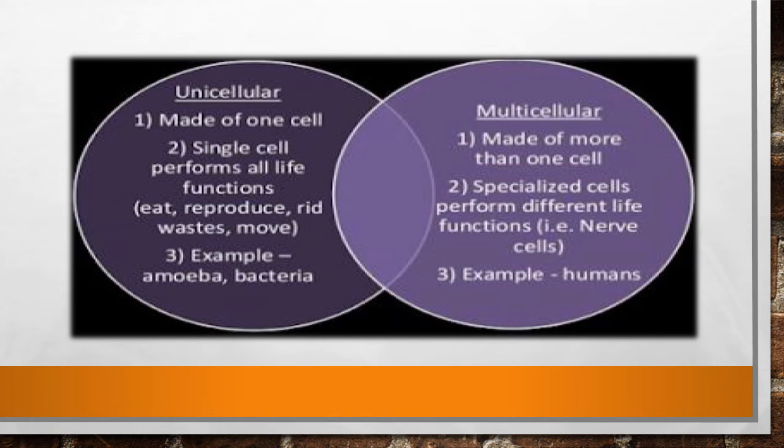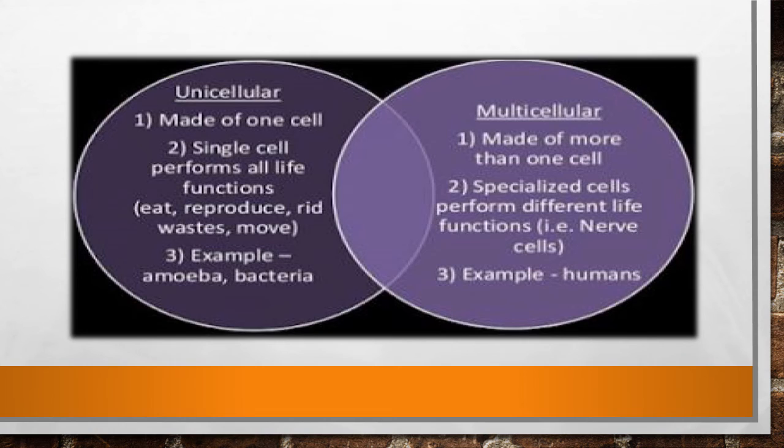Now I will tell you about the two main types of living organisms. Some living organisms are known as unicellular and some are known as multicellular. Unicellular organisms are made up of only one cell. You can also call them single cell. Their single cell performs all the functions: eat, reproduce, get rid of waste, and move. For example, unicellular organisms can be amoeba and bacteria.